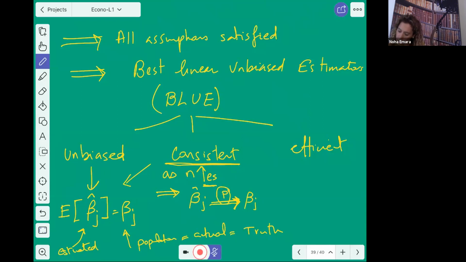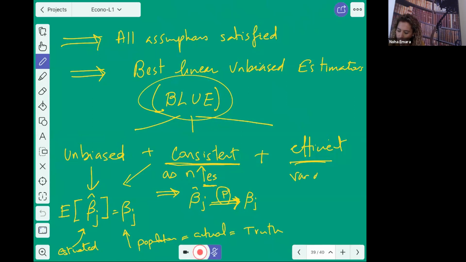What about efficiency? Remember, this plus this plus this would give me BLUE. I can't have just one of the components. It has to be unbiased and consistent and efficient. What is efficiency? Efficiency is related to the variance, okay?